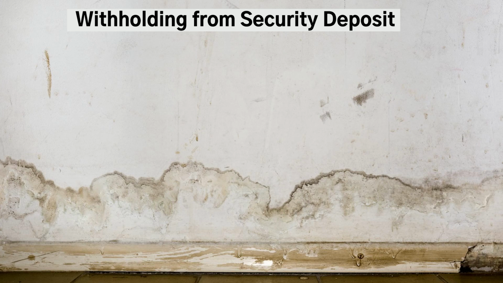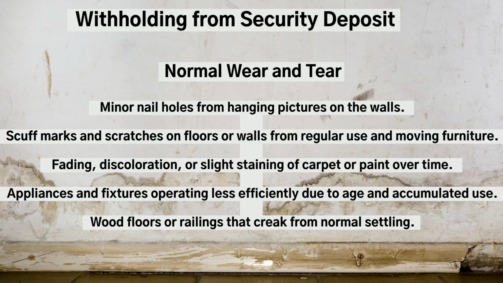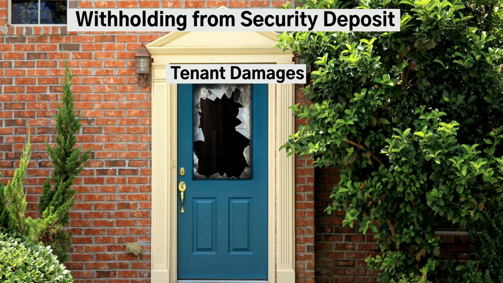Before deducting from the security deposit, landlords must distinguish between true damages and normal wear and tear. Normal wear and tear includes anything that occurs naturally over time from standard occupancy and use. Here are some examples of normal wear and tear that landlords cannot charge tenants for. Excessive damage that goes beyond normal wear and tear includes the following.